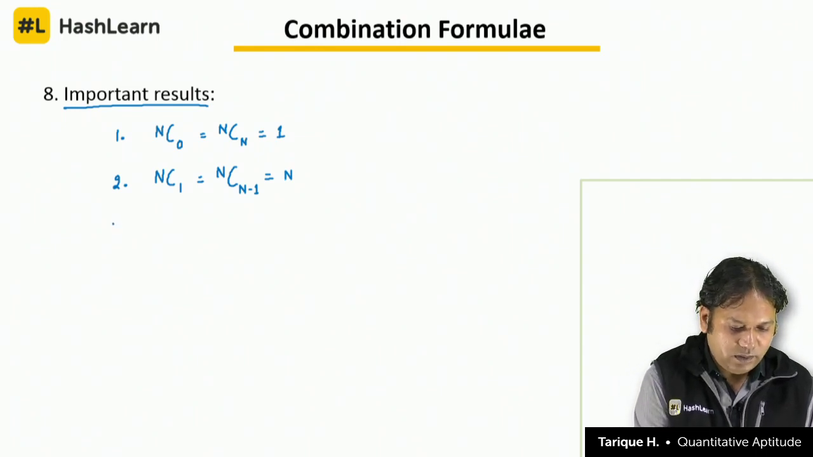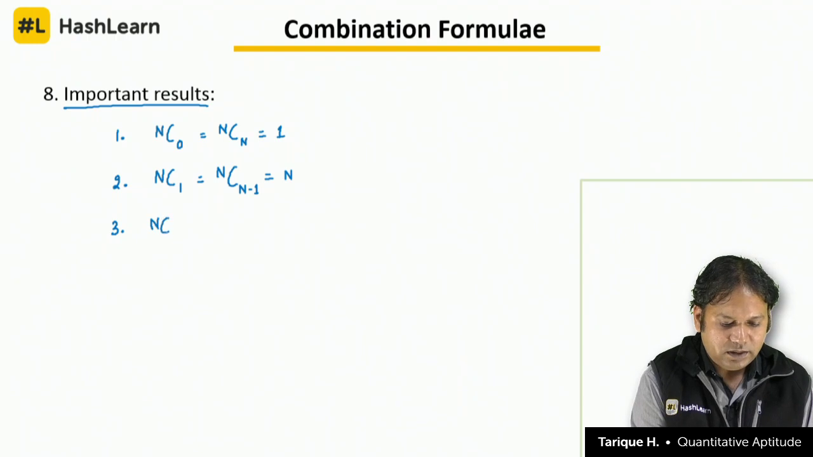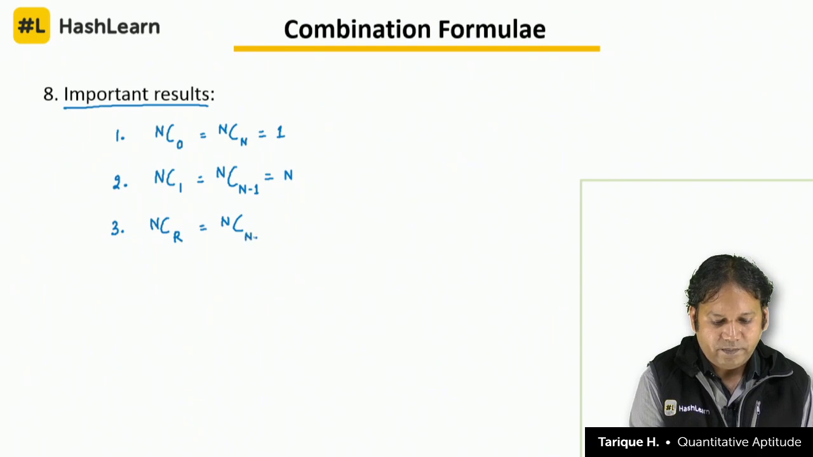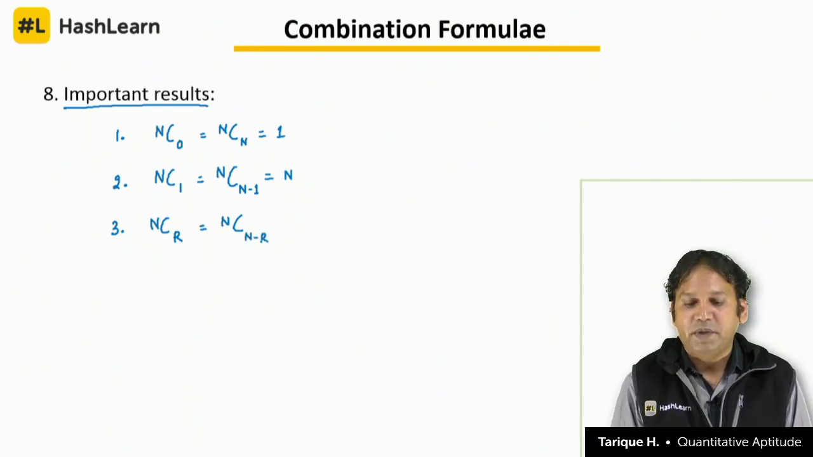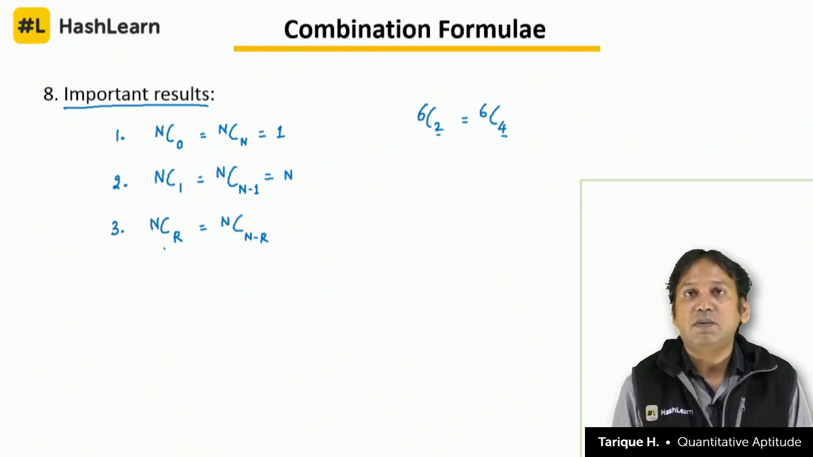Then the third one is that NCR is always equal to NCN minus R. Clear? For example, 6C2 will be equal to 6C4. You see, 6 minus 2 is 4. So NCR is equal to NCN minus R. 6C2 is equal to 6C4, or 10C3 is equal to 10C7.